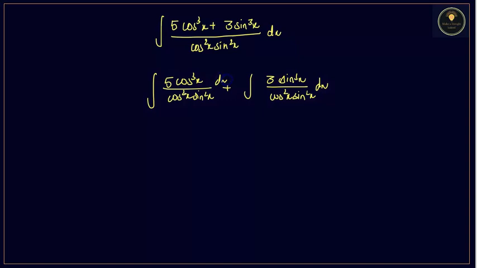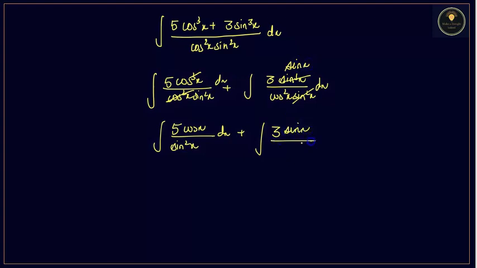So we will cancel cos²x with cos³x. You will get the value as 5 cos x, and here you will write sin²x, dx. Plus from here you will get the value as 3. Sin²x can cancel sin³x. You will get the value as sin x, and now in the denominator you will write cos²x.